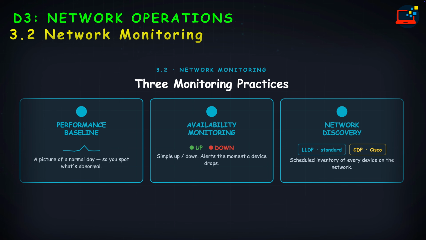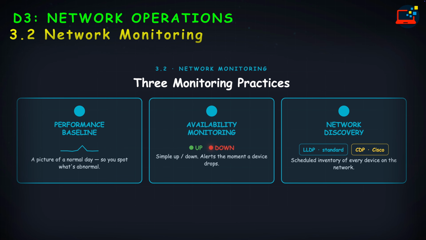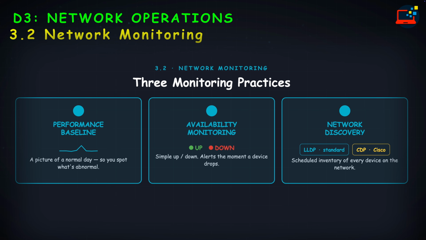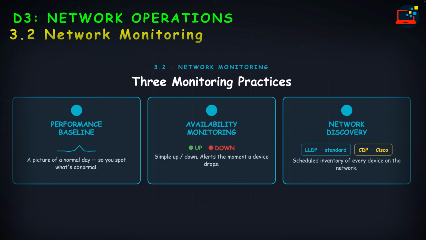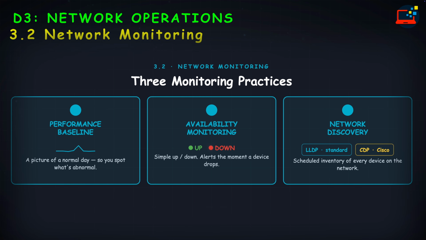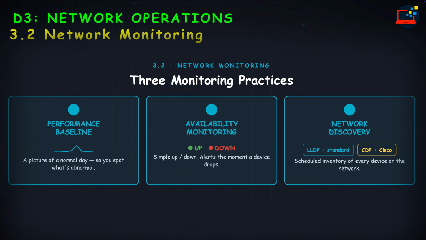A few practices tie all of this together. You capture a performance baseline, a picture of a normal day, so you can recognize when today's traffic is abnormal. Availability monitoring is the simple up or down view, green for up and red for down, that fires an alert the moment a device drops. And network discovery, run on a schedule, walks the network to inventory every device on it, often using LLDP, the Link Layer Discovery Protocol, or its Cisco equivalent, CDP.